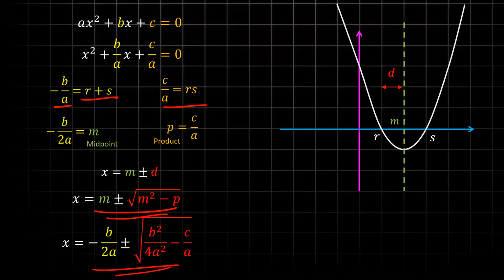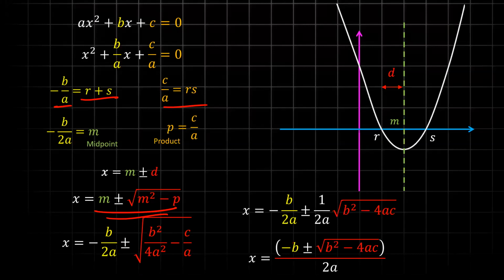Hope you agree with that. Just plugging in m square and then p. Simplify it. Do you see something familiar? The same boring quadratic formula. But my point is, do you see what is happening throughout?